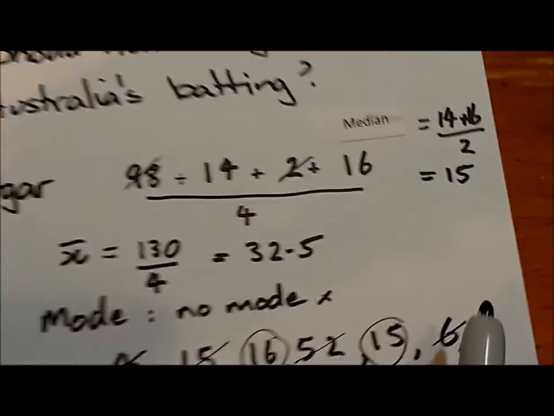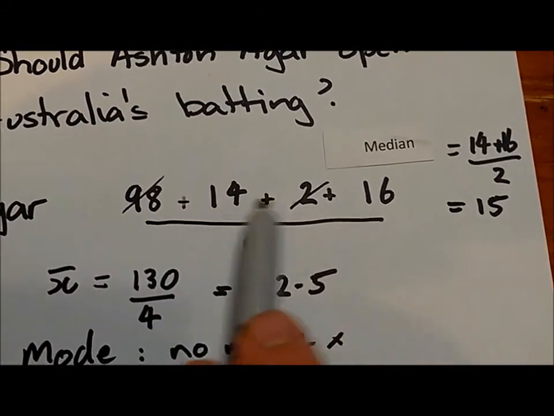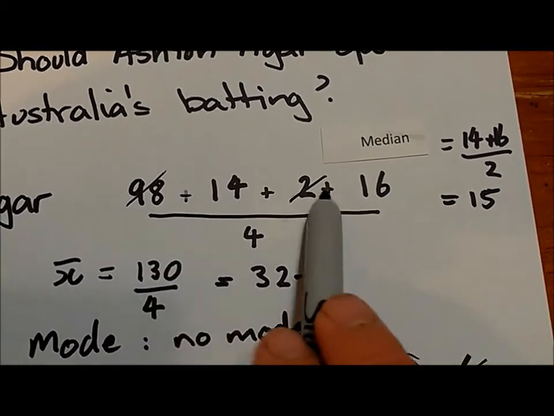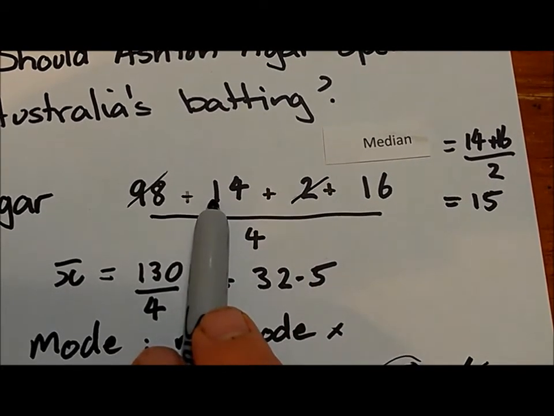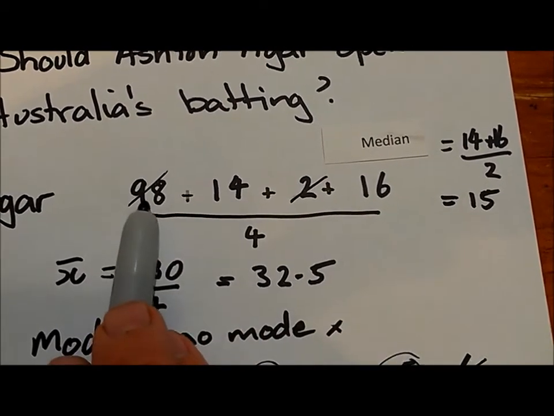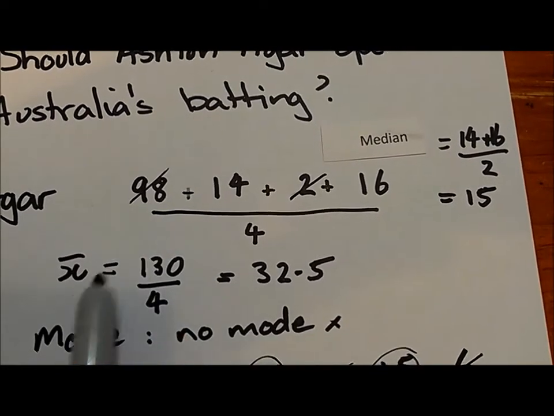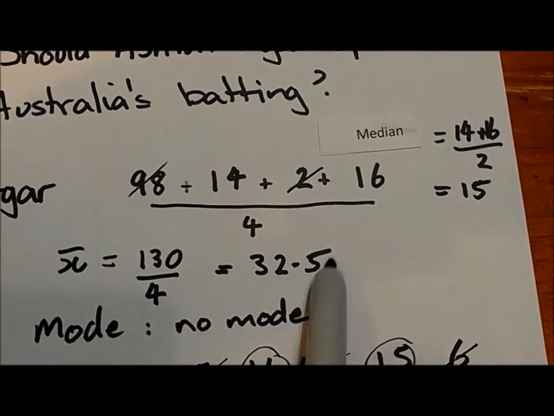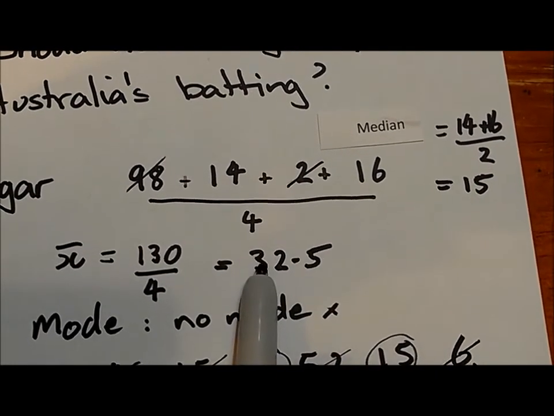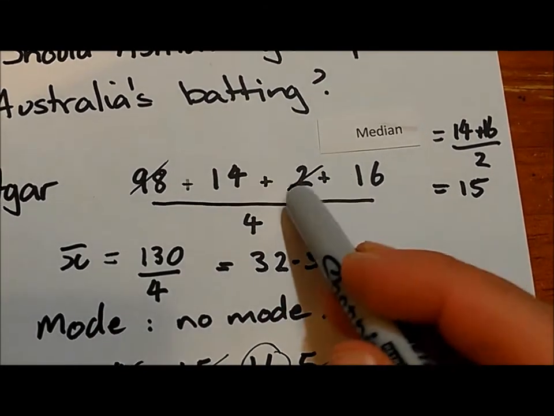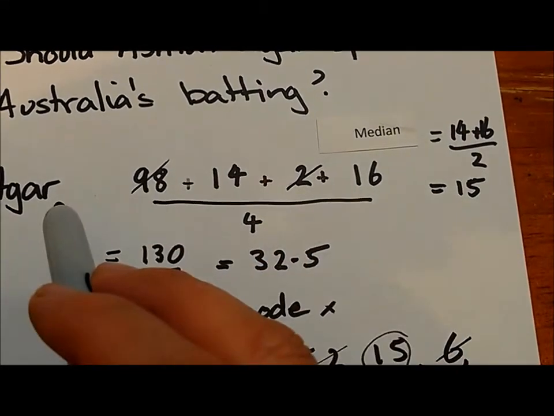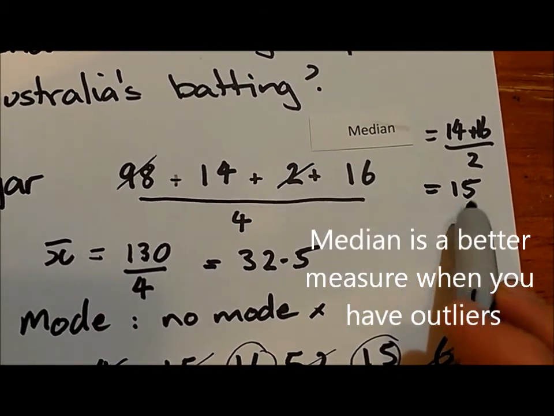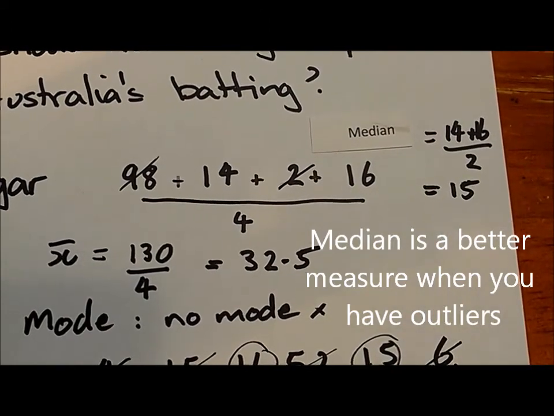So if we come back across and look at Agar's scores, 98, 14, 2 and 16. Really that 98 is an outlier. It's much higher than these other three scores. While it's early in his test career, we're probably not thinking he's going to score a whole lot of 98s. And so this mean, the average for Agar of 32.5, probably doesn't represent his batting truly at this stage. And what happens when we do the median, crossing out the lowest and the highest, that outlier gets dismissed. And so the median becomes a much better measure of Agar's batting ability at this point in time.